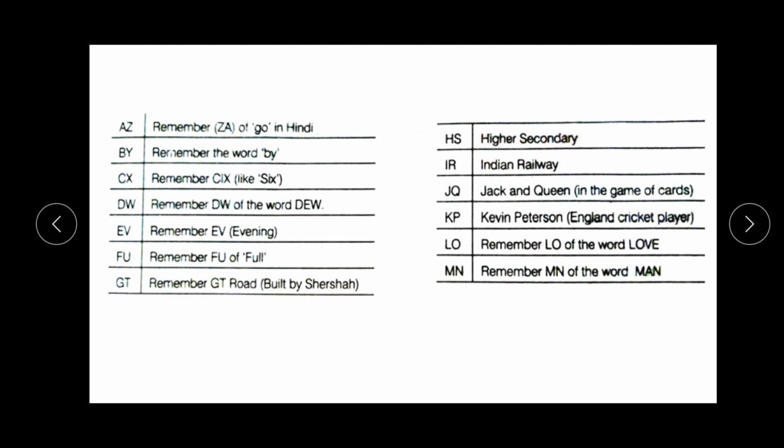Higher secondary, HS. Indian Railway, IR. JQ, Jack and Queen, and Jeb Katra, by which also we can remember this. KP, Kevin Peterson, or Kala Pani. LO of the word love. By the word love, we can remember two opposite letters, LO and VE also. MN, man.